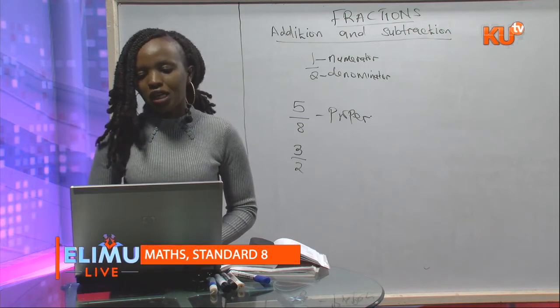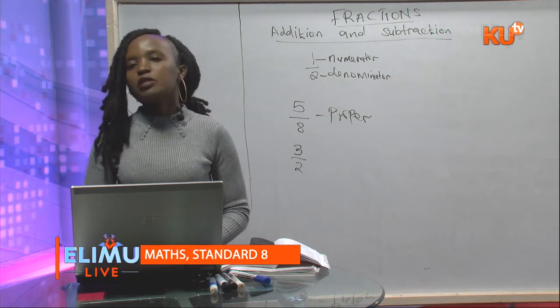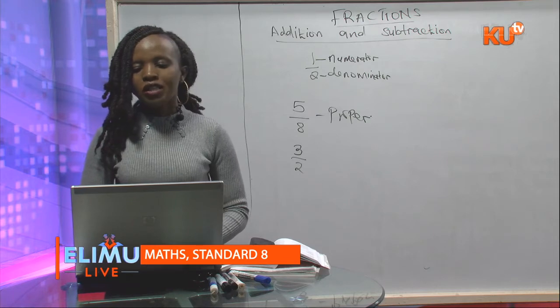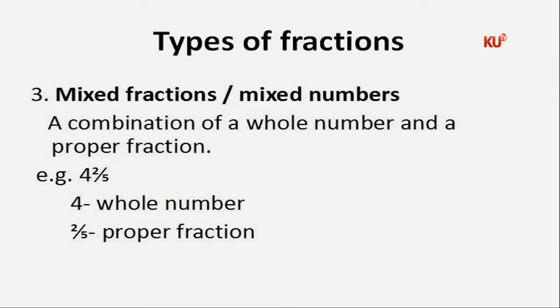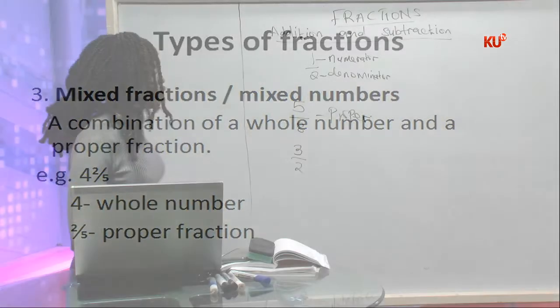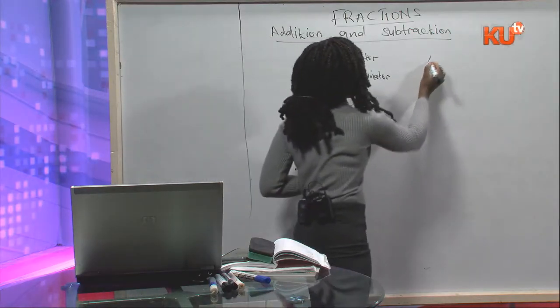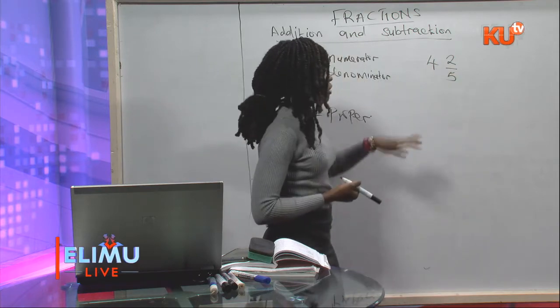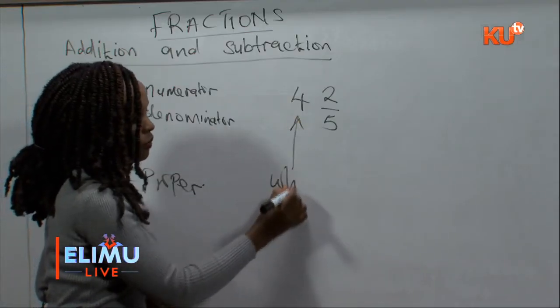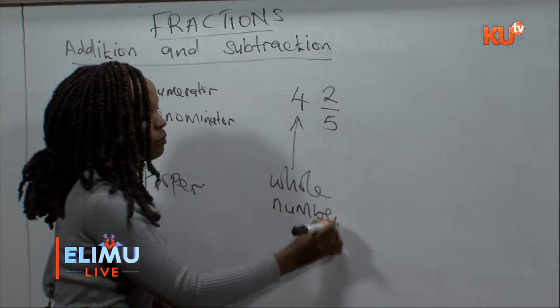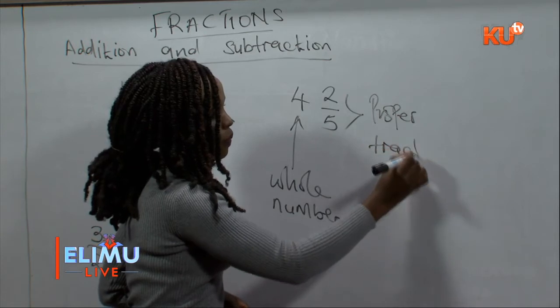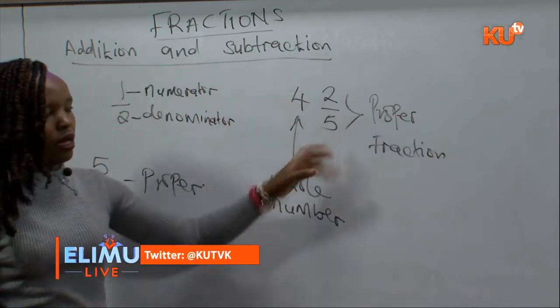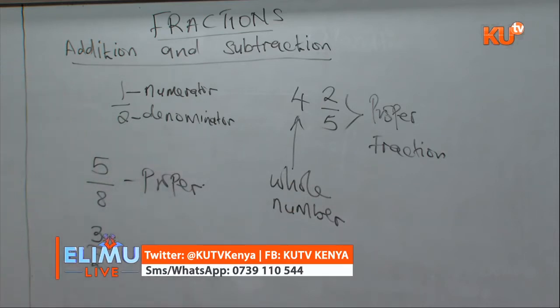The other type of fractions that we have is what we call the mixed fractions. The mixed fractions are also called the mixed numbers. And what are they? This is a combination of a whole number and a proper fraction. For example, if I have something like 4 2/5, this is a mixed fraction. 4 is a whole number, and then the 2/5 is a proper fraction. So this combination of a whole number and a proper fraction, that's what we call a mixed fraction.